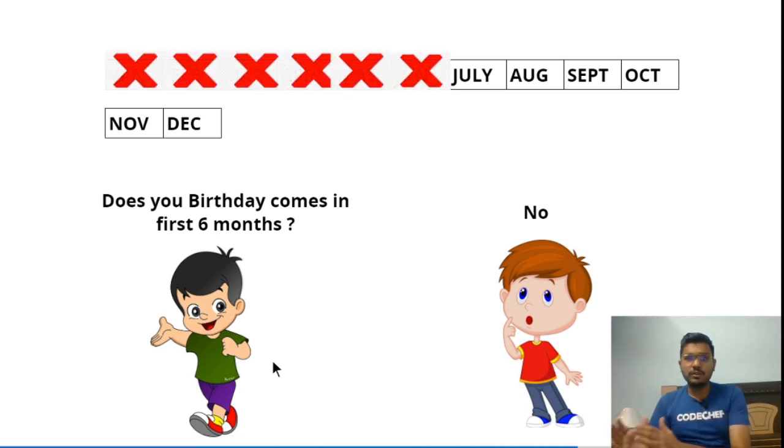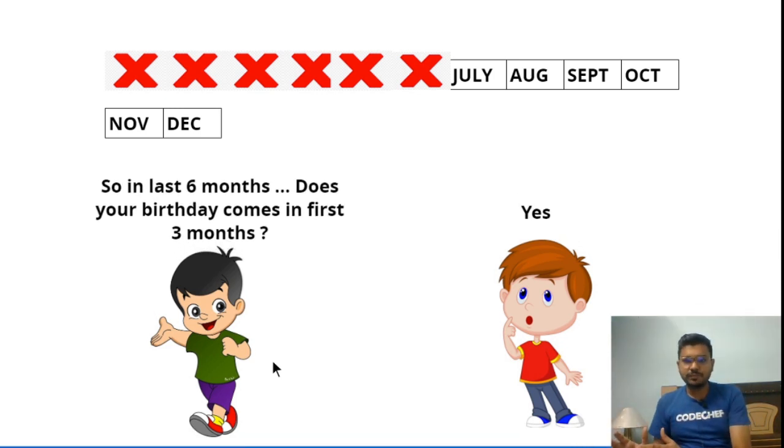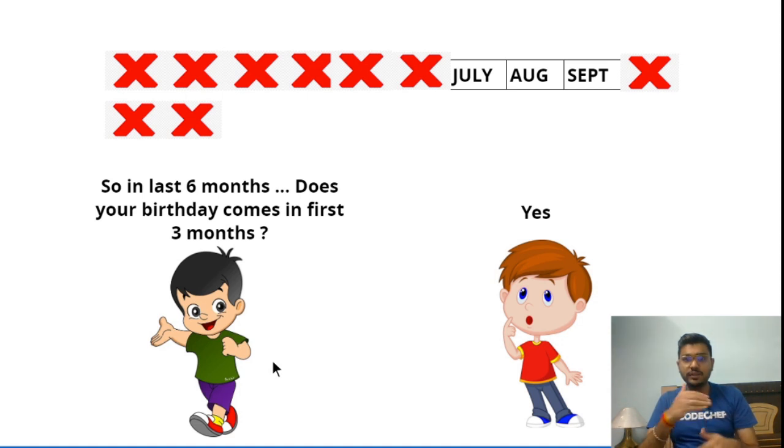This results in all the first 6 months being cancelled, so he need not ask any questions regarding these months. Now, what is the second question? In the last 6 months, is your birthday coming in the first 3 months? That is July, August, and September. The answer was yes. What it denotes is that the last 3 months are cancelled, right? So you can see the number of possibilities is decreasing in a halfway manner, right? At every iteration, half of the possibilities are reduced.